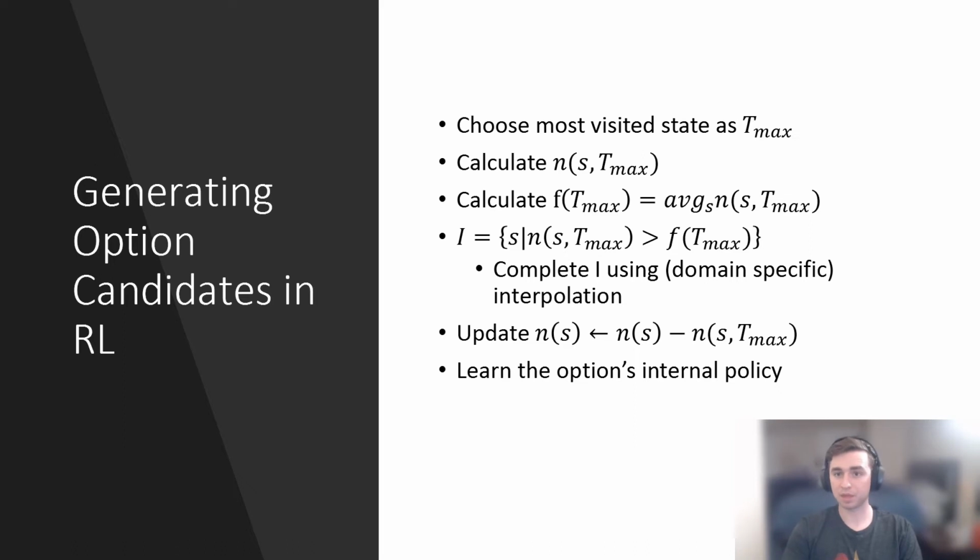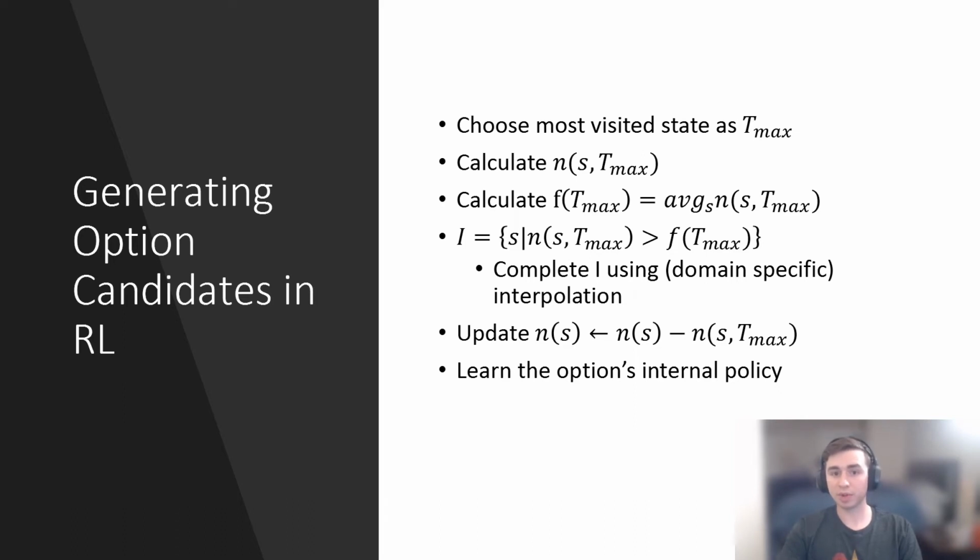Then, finally, we reduce the state visitation count for each state by the number of times the state was visited on paths that went through Tmax, NS Tmax. This reduces the chance that several options will cluster around the same states, providing more useful options that can be applied to a variety of different goals.